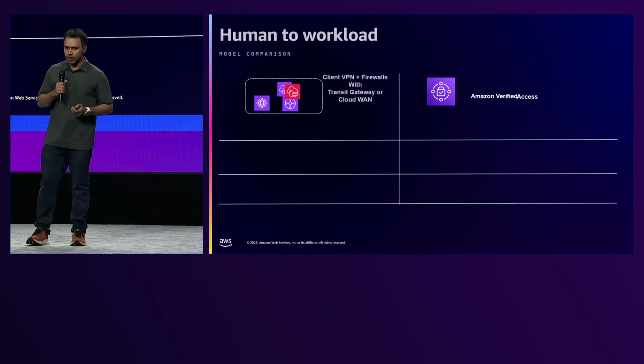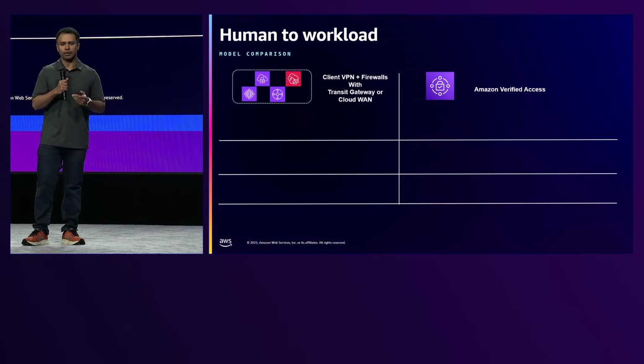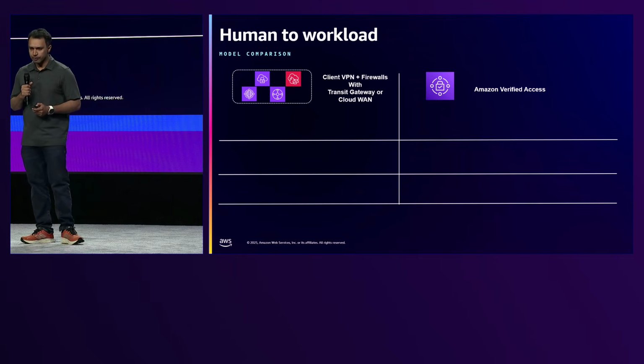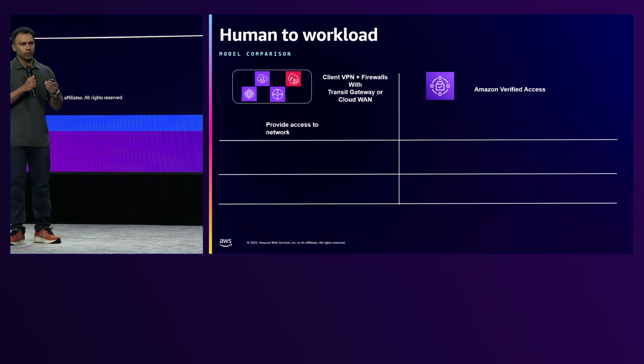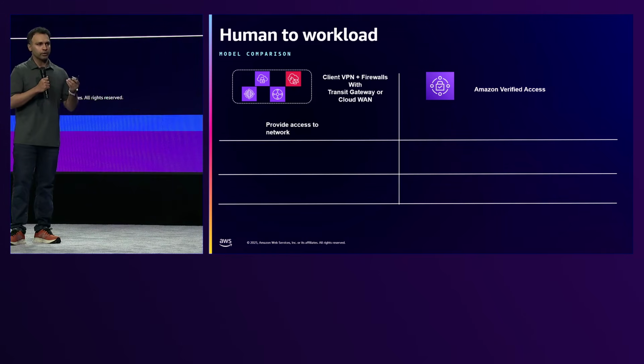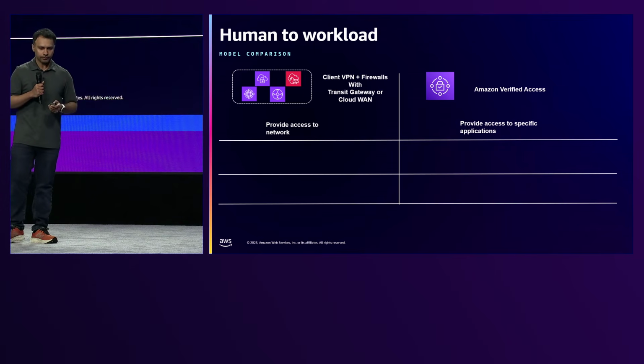Let's again compare the two models. On the left-hand side, we have the traditional model with transit gateway, Cloud WAN, client VPN, and firewalls. On the right-hand side, we have AVA. So firstly, again, with transit gateway or Cloud WAN, you provide access to specific networks or CIDRs. Whereas with AVA, you onboard specific applications and you provide access only to those applications.